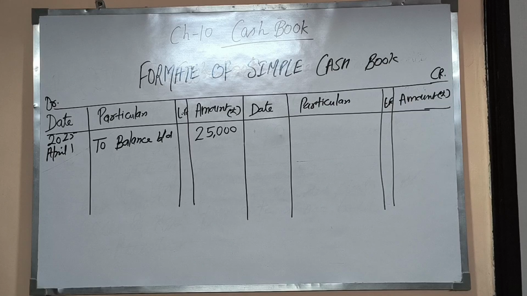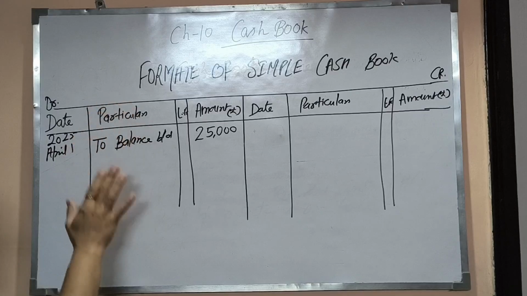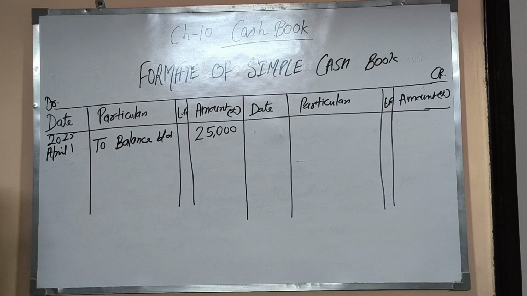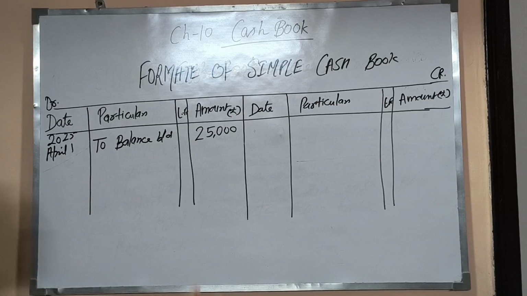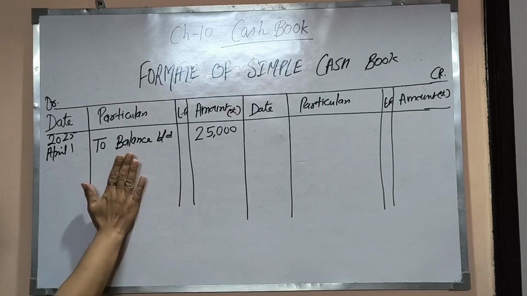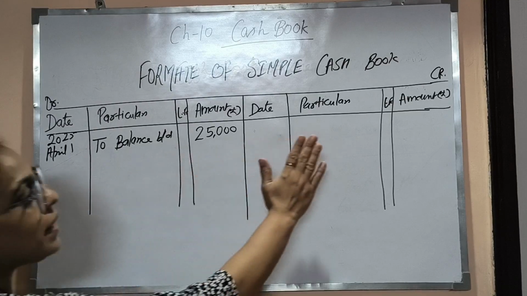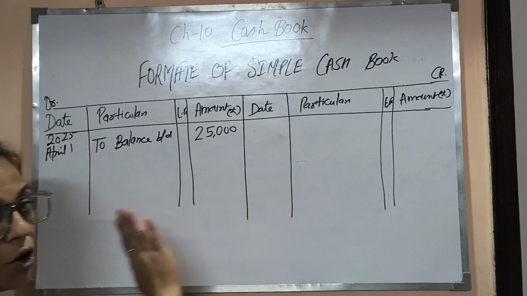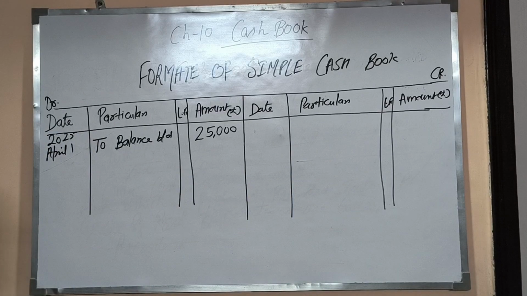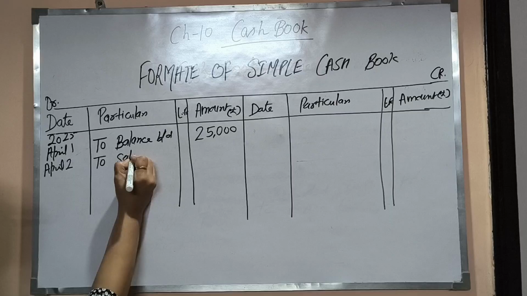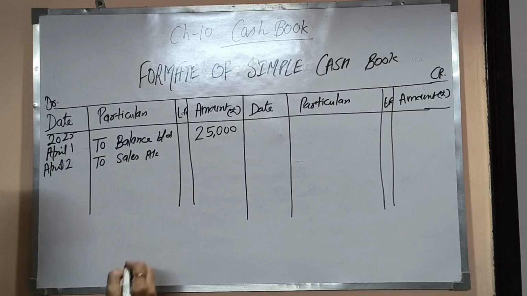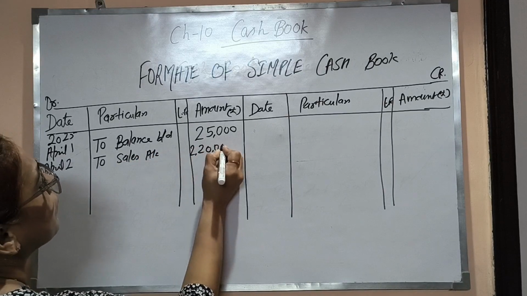Next is cash sale. Cash sale means cash received. First of all, I told you that whenever we receive cash, it is debited. It is recorded into the debit side. Whatever we paid in cash is recorded on the credit side. So receipts are recorded into the debit side and payments we made are recorded into the credit side. Credit transactions are not recorded. April 2, cash sales. It means goods sold for cash. To sales account, that is 2,20,000.